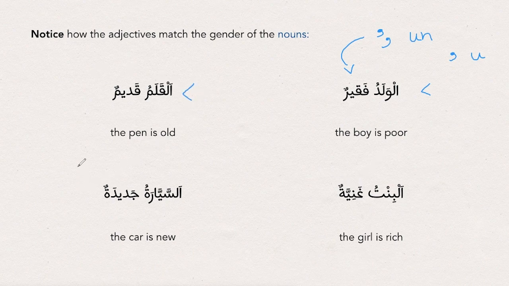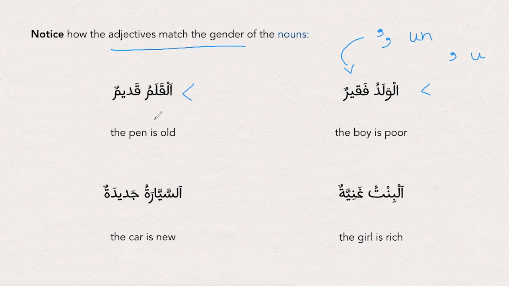Then al-qalamu qadimun, we see it again. Here we've got the pen. Al-qalamu is qadimun, old. Again, the is created from that equation, and we can see everything matching up there in terms of gender. And that's something which we need to talk about as well, is that the adjectives match the gender of the nouns.